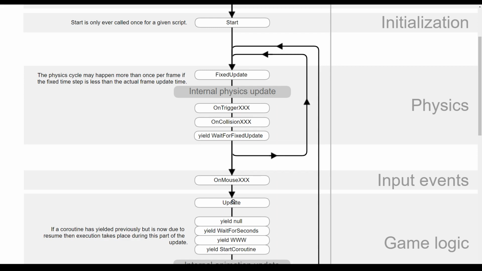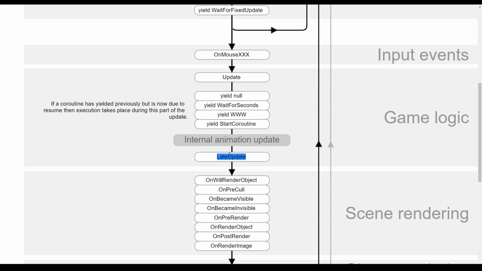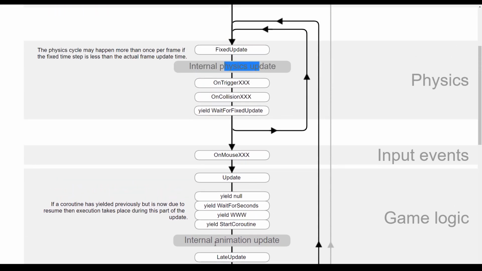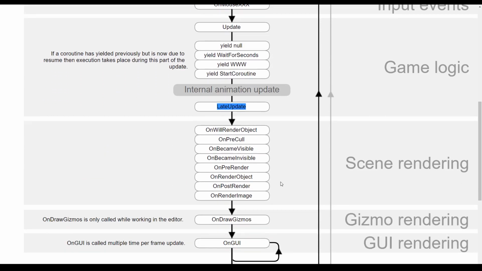And after that, there's Update. On Update, we should normally do the animation. So we should set the animation triggers because the internal animation update comes after it. And then right before the output, there's LateUpdate. On LateUpdate, we can set positions of the camera and positions of certain objects that should be definitely in a certain place, not affected by physics and not affected by any animation. So normally this is the camera setup.